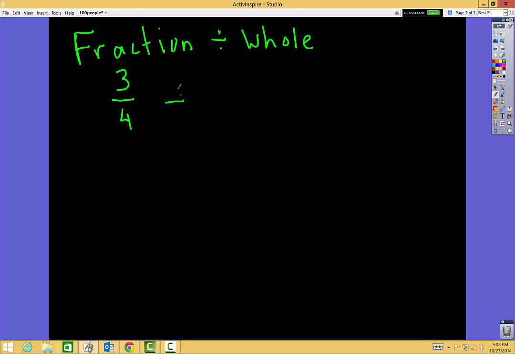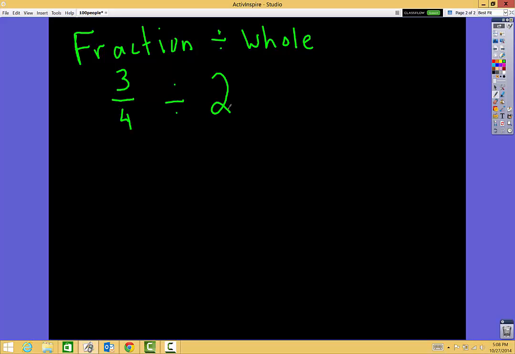Hello, so today we're going to be learning about how we model fractions using a visual representation and how we divide them. So our first example is a fraction divided by a whole number. All of our problems are going to have a fraction as their dividend and a whole number as their divisor. So what this will look like is a fraction first. So I'd have 3/4 divided by a whole number.